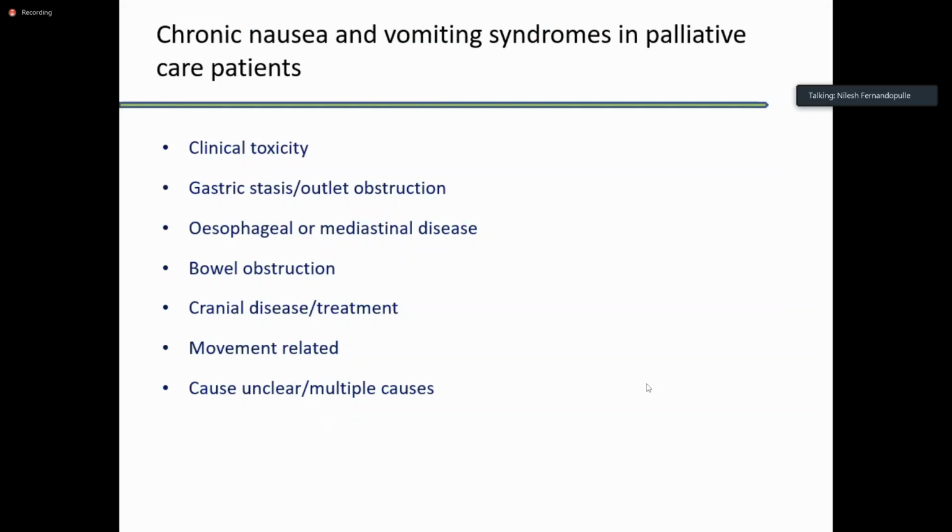And when we talk about nausea and vomiting, we always try to categorize into different syndromes. You can use this in general practice with normal patients, or you can use it particularly for palliative care patients also, because it gives us a pattern recognition of patient symptoms and also helps us target what treatment should be best for that patient. So we have what we call clinical toxicity, gastric outlet obstruction, esophageal diseases, bowel obstruction, cranial diseases or treatment, movement disorders, or there are obviously things which are unclear or have multiple causes.